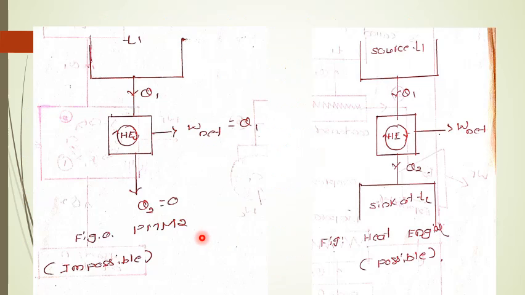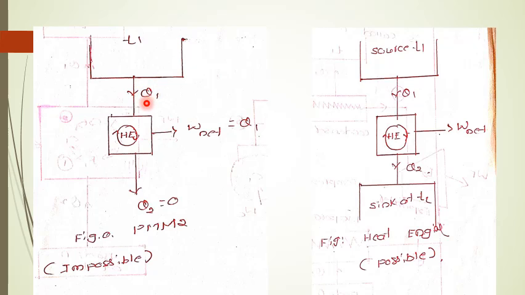Observe here, the PMM2. What is happening here? We are adding heat to the heat engine and it is producing net work. That net work is equal to the heat added to the system, which is not at all possible. Here we can also observe that the heat engine is operating with only a single temperature. So this is not possible.